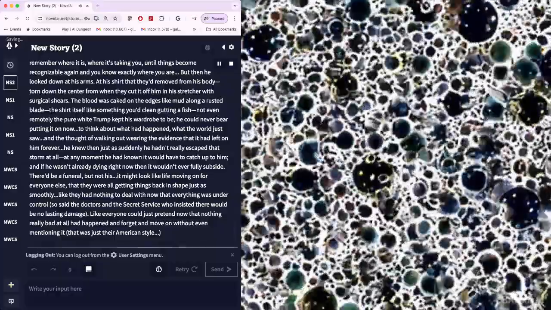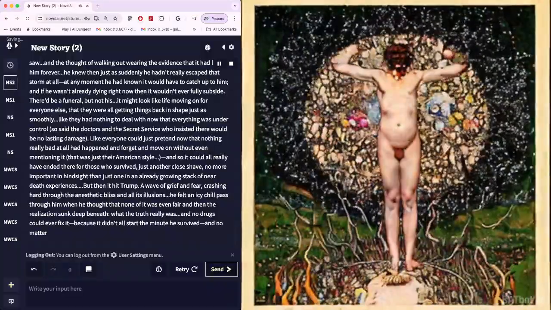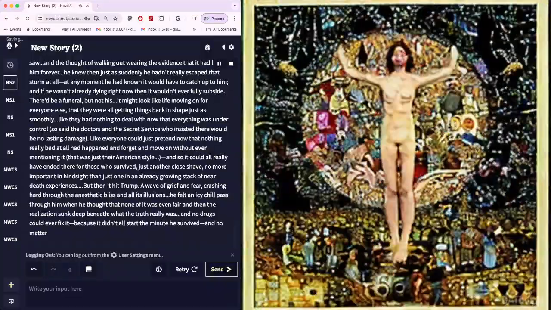It reminded Trump of the feeling you got driving home on a dreary night, like driving down a familiar street in the same car, same route as ever, as everything's blurred through the rain that's fogged the windows, and then slowly it all seems so strange, and you don't remember where it is, where it's taking you, until things become recognizable again and you know exactly where you are.